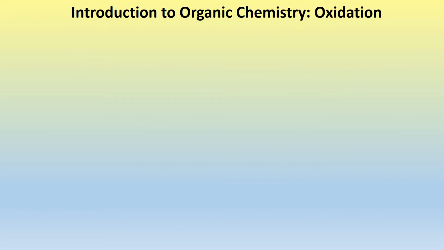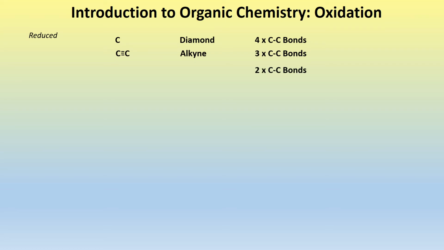We now move on from simple hydrocarbons and the discussion of isomers to oxidized hydrocarbons, carbon molecules that contain carbon, hydrogen, and oxygen. In its most reduced form, you have carbon as diamond, where there are 4 carbon-carbon bonds. Every carbon is attached to another carbon. Moving along, from 4 bonds, you can have 3 carbon-carbon bonds in an alkyne with a triple bond, 2 carbon-carbon bonds in an alkene with a double bond, or single carbon-carbon bonds in an alkane where you have sp3 hybridized carbons.